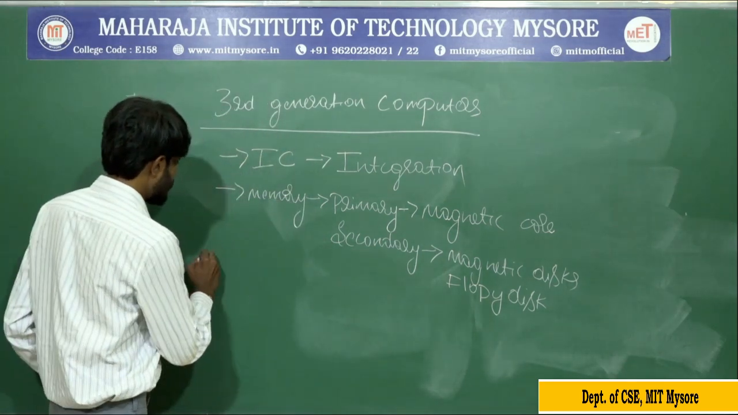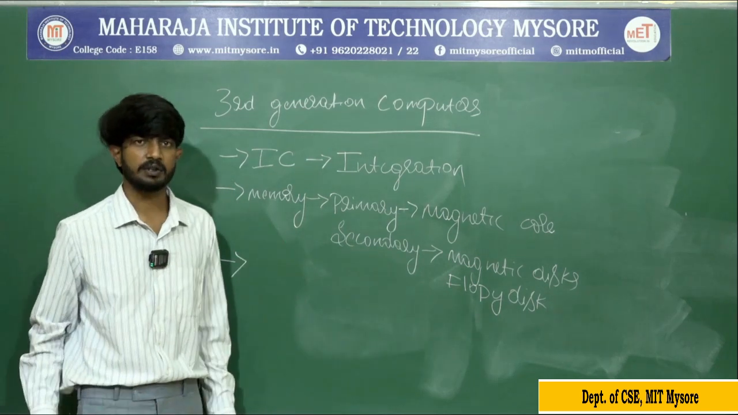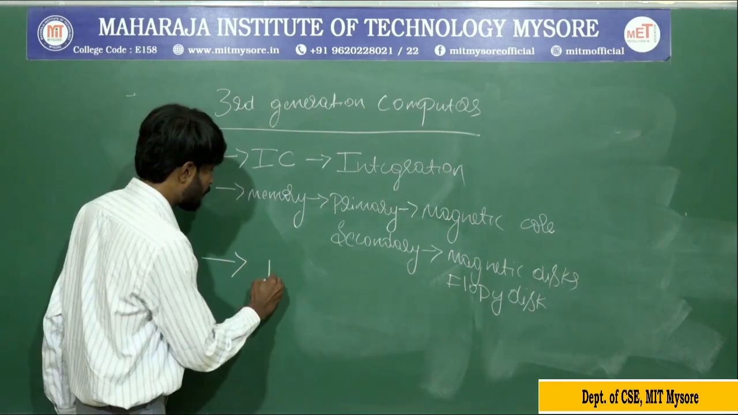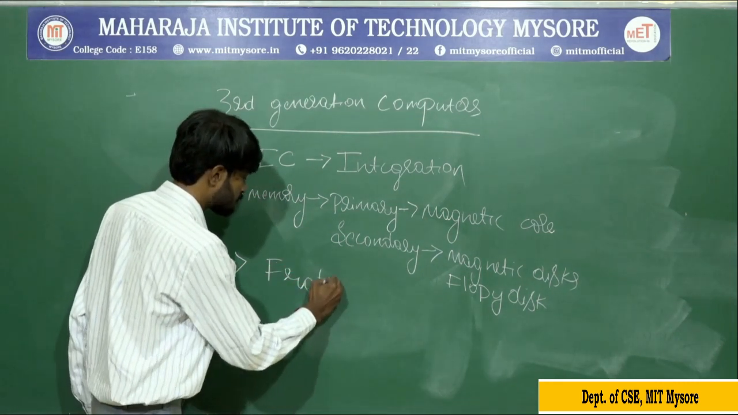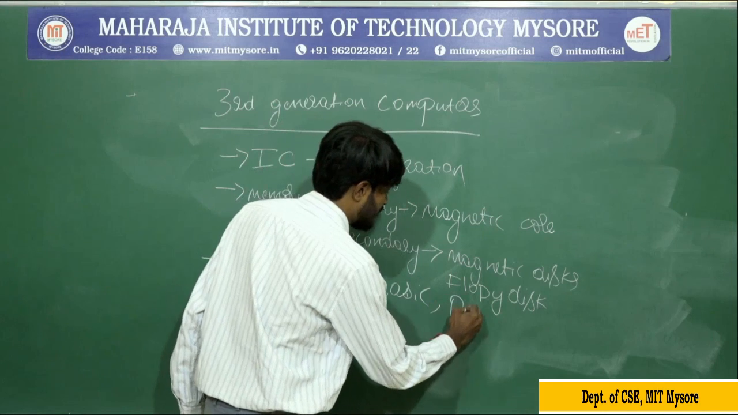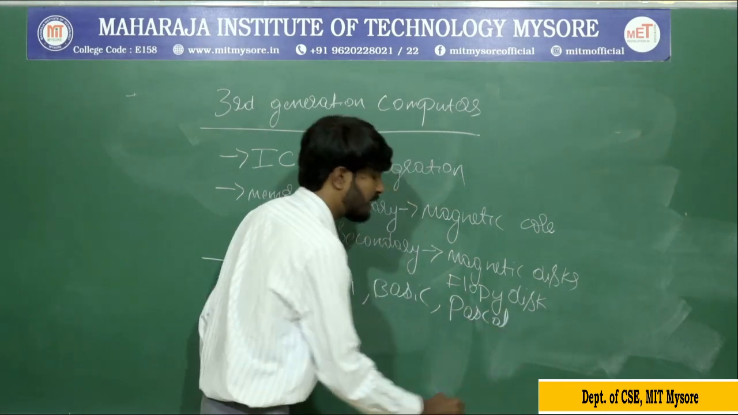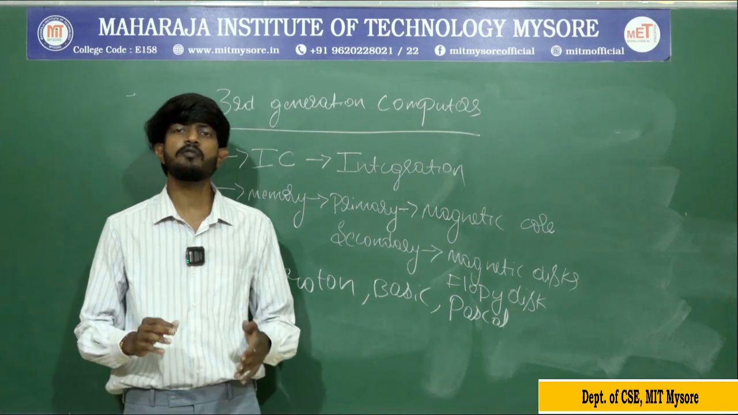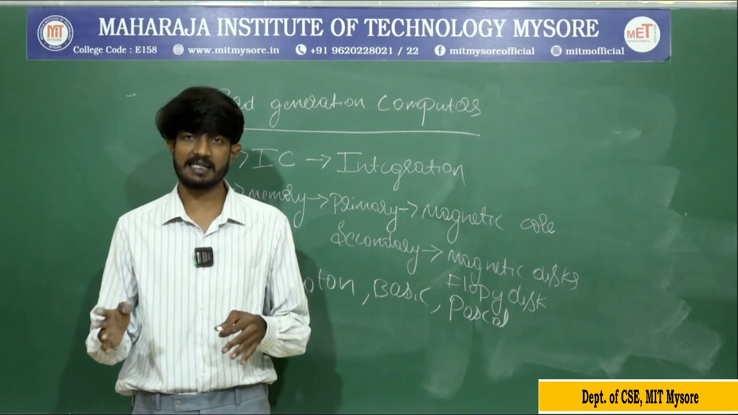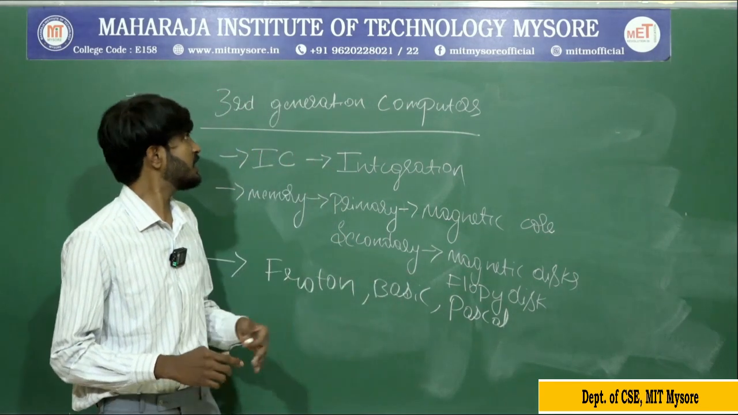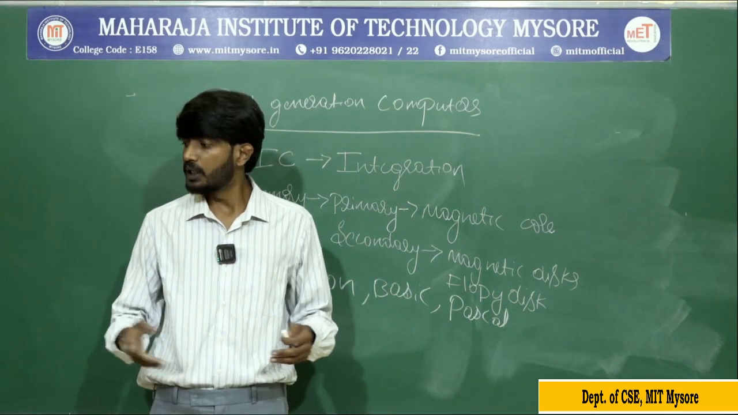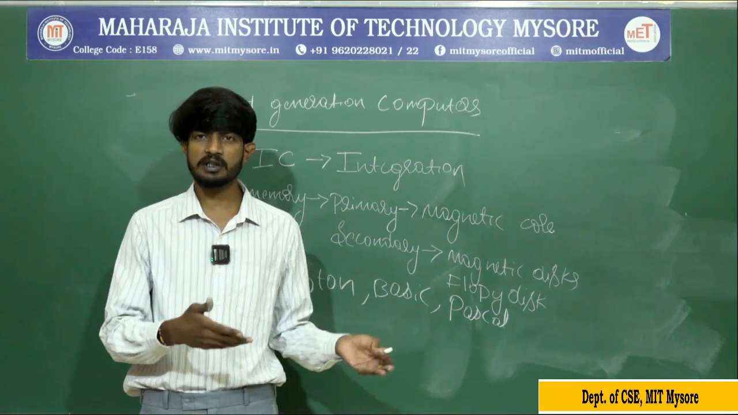So the next is the coding language. The coding languages of third generation computers are Fortran, Basic and Pascal. So with the help of these coding languages, we are going to give the instructions to the third generation computer to perform certain tasks. Okay, so these are the characteristics of third generation computers. The next computers are fourth generation computers.